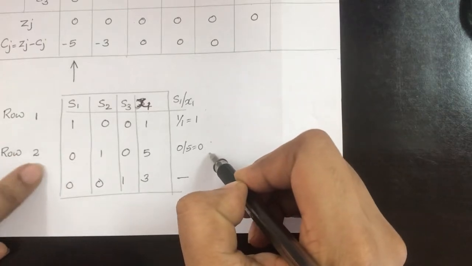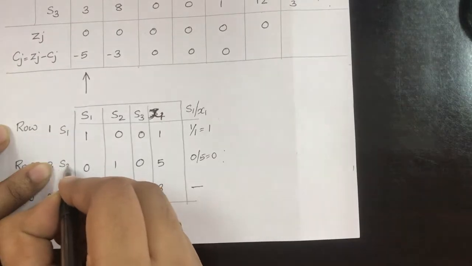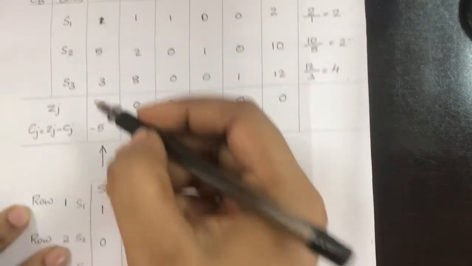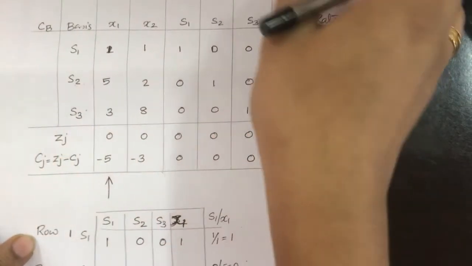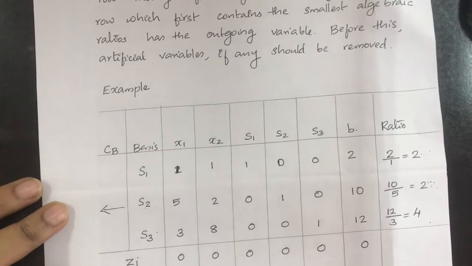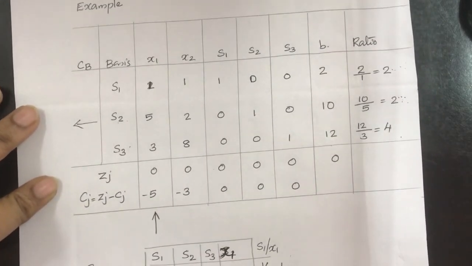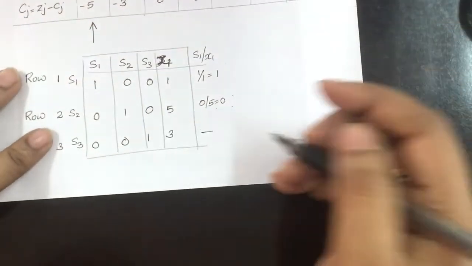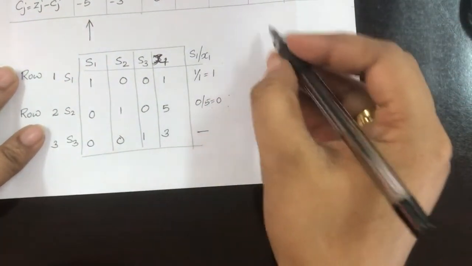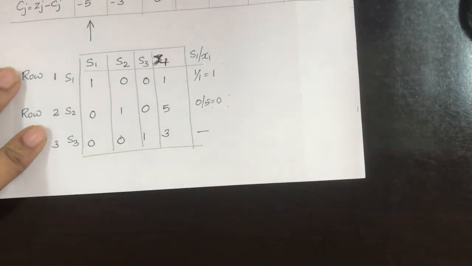The second row. Actually, these are the rows S1, S2, S3. So the minimum ratio is for S2. So S2 should be the outgoing variable. Even if a tie occurs here also, we will go for the next column, X2 by X1. I will show another example.